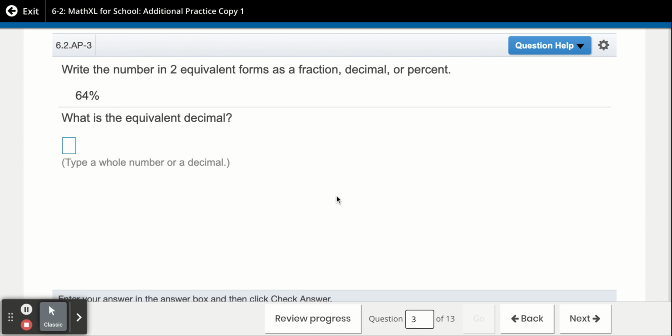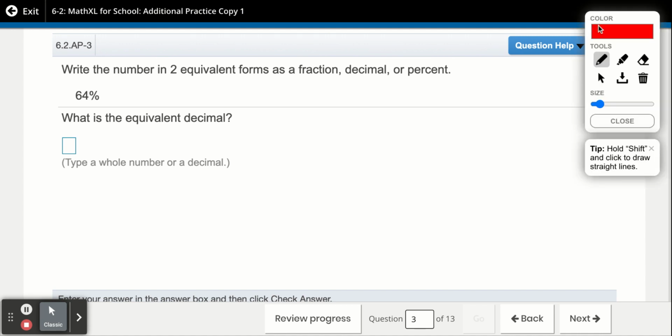All right, on to the third question. Now we have a percent, 64%. We want to write that as a decimal, and then we'll write it as a fraction. Well, we can go and say, hey, wait a minute, check this out. This is 64%. So if we want to write that as a decimal, we just remember that percent is per 100.